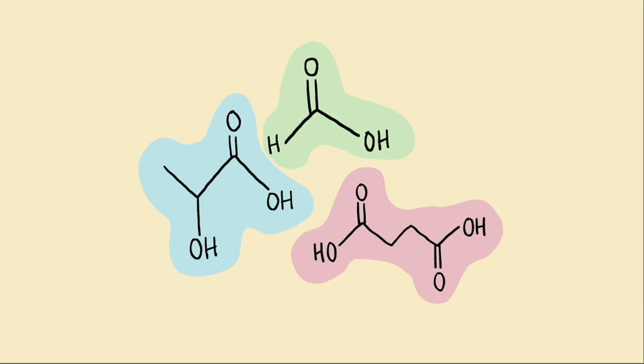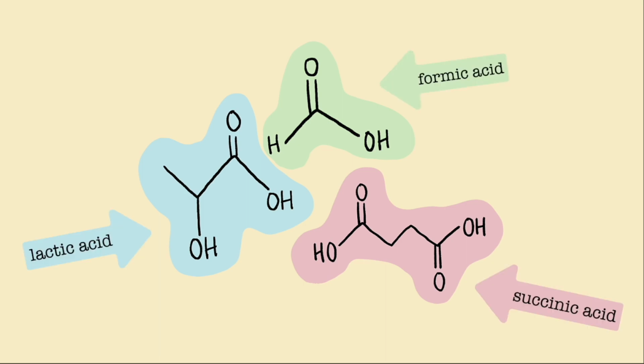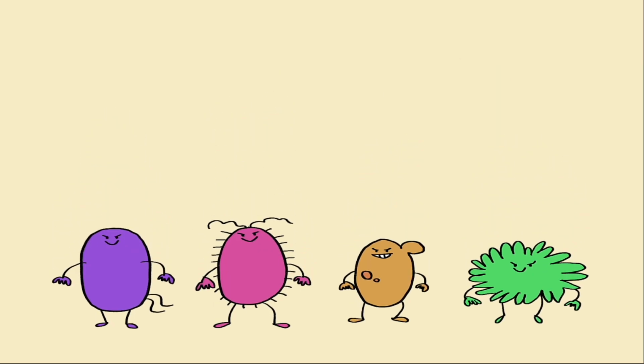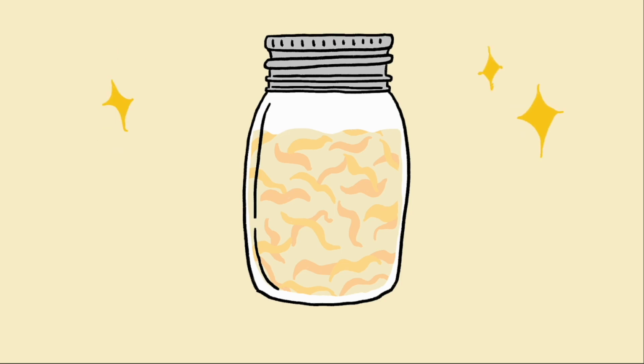The organic acids produced by lactic acid bacteria, such as lactic acid, formic acid, and succinic acid, inhibit the growth of several gram-negative and gram-positive bacteria, as well as yeast and molds. This helps the sauerkraut to avoid contamination from unwanted or wild microorganisms.